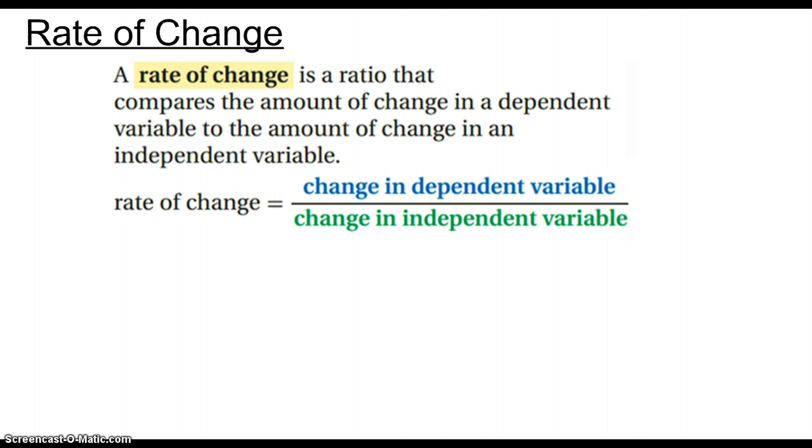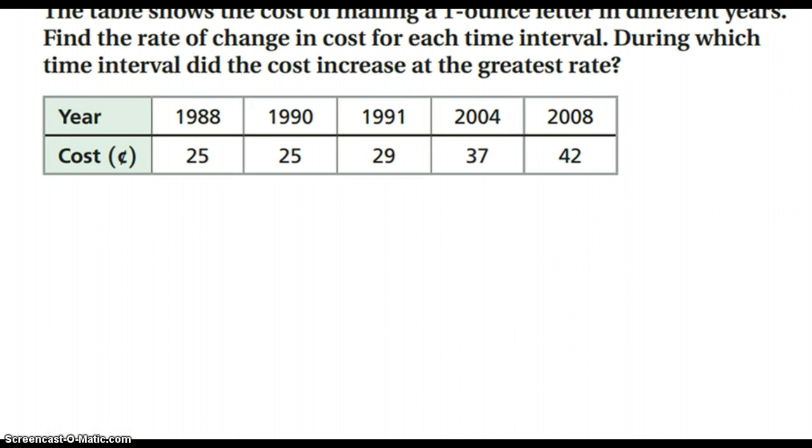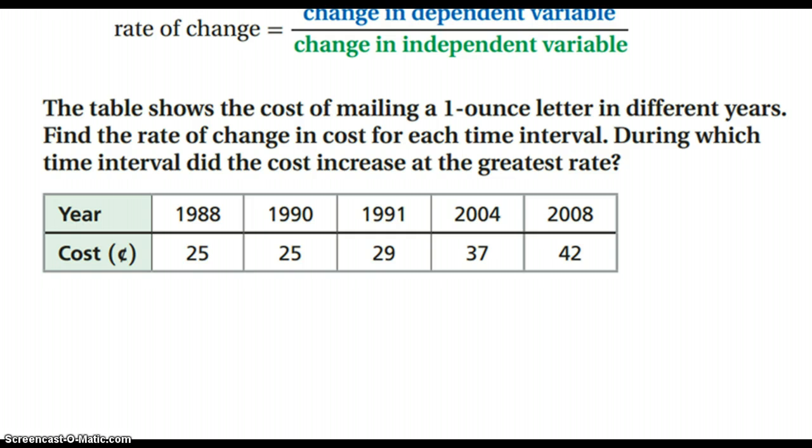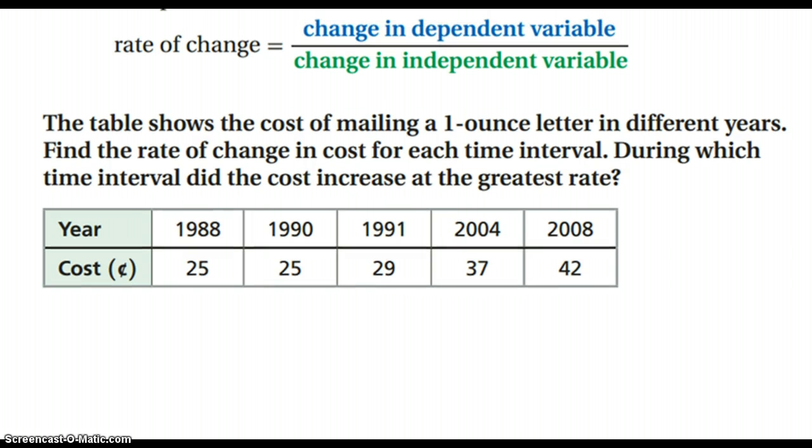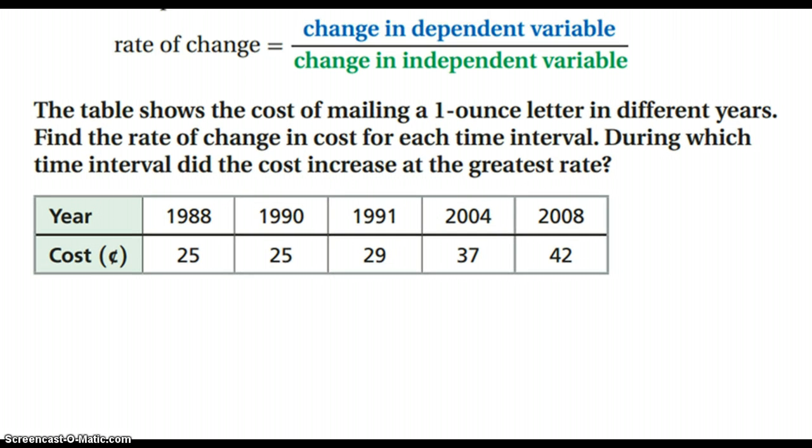So we just have to remember that if we're given a table such as this, the dependent variable will always be the variable that depends on the other variable. So if we look at this table, it shows the cost of mailing a 1 ounce letter in different years. It says let's find the rate of change in cost for each time interval. During which time interval did the cost increase at the greatest rate?